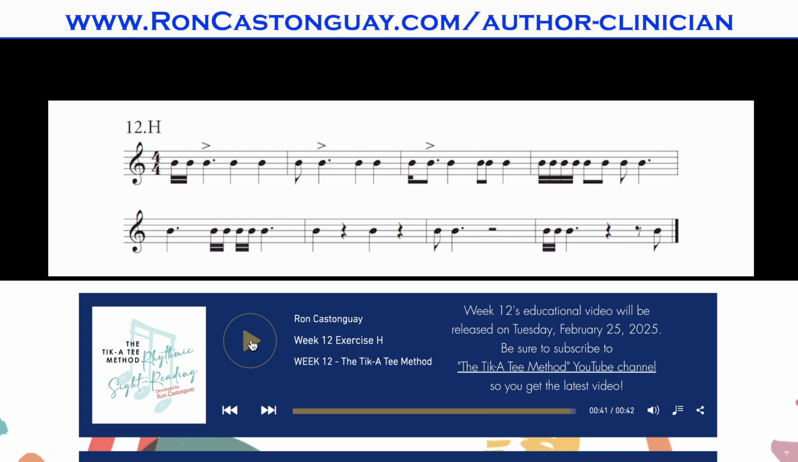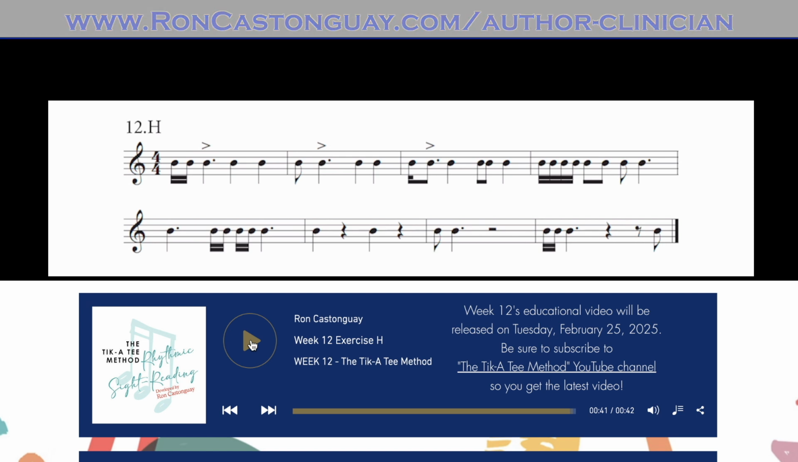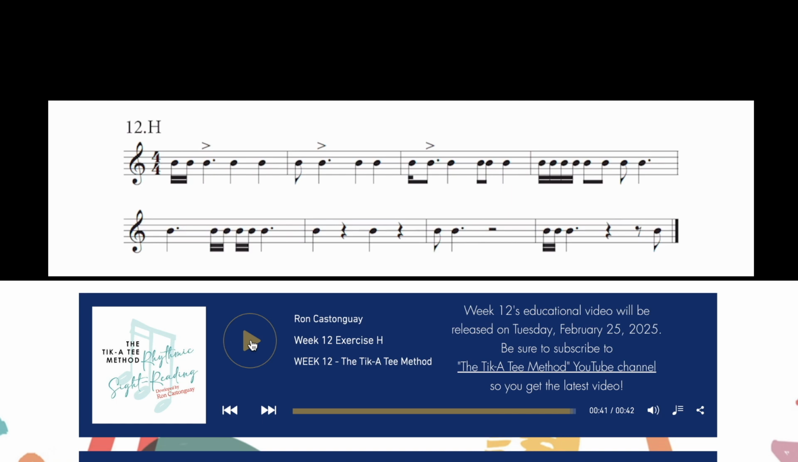So if you did not choose option 3 and playing your instrument with the MP3, now is the time to do that. Break out a metronome and a tempo that you're comfortable with and perform exercise 12H on your instrument. Okay, before moving on to exercise 12I, here is a performance of exercise 12H.